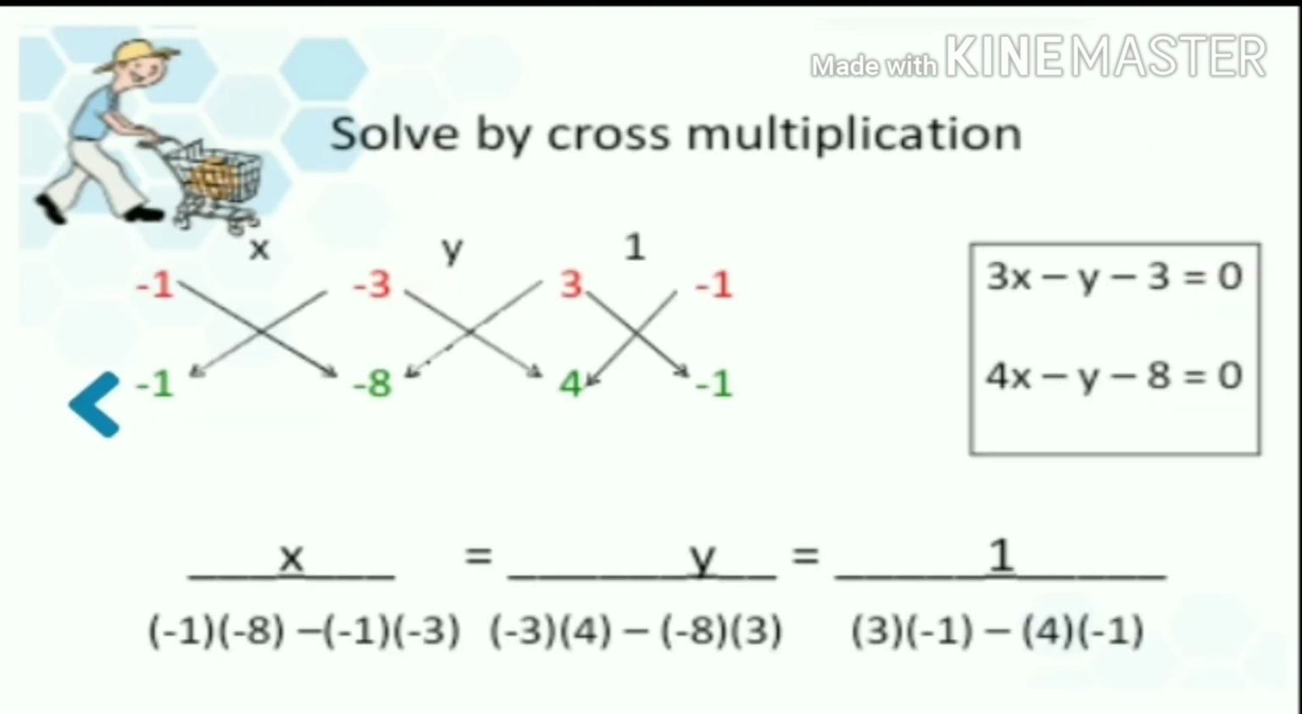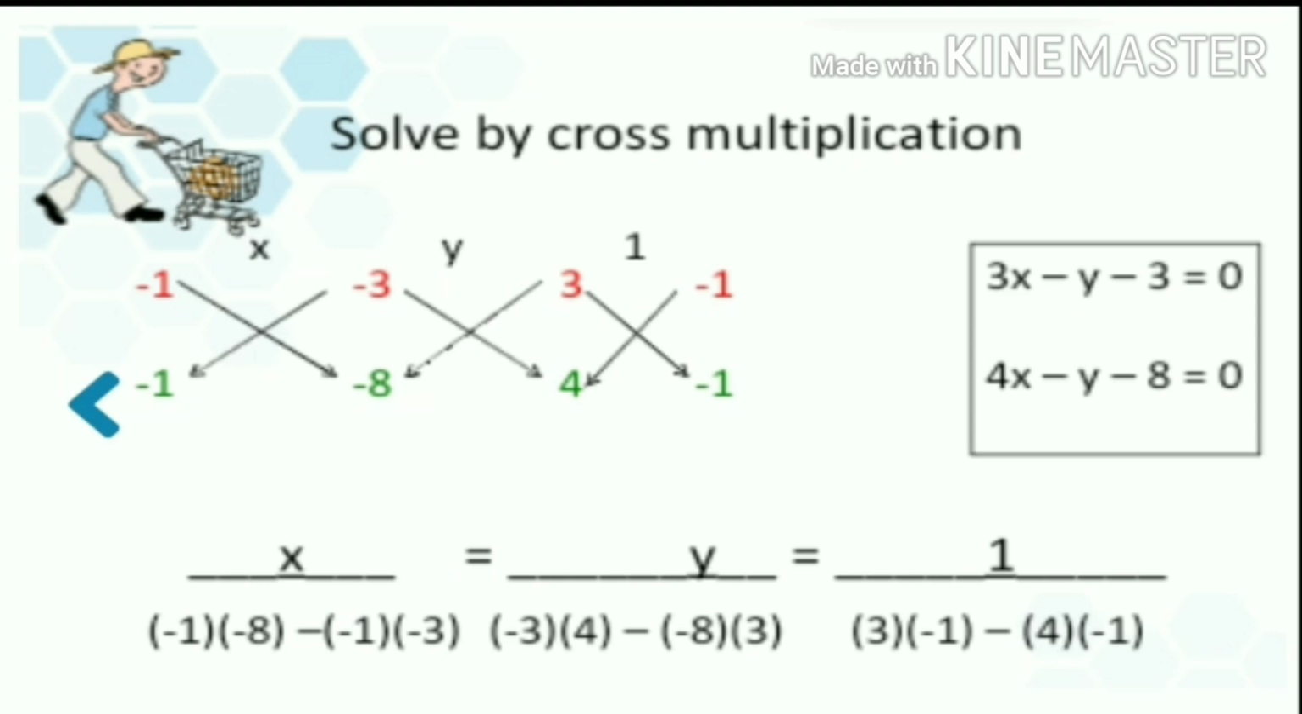What is the first equation? 3x minus y minus 3 is equal to 0, in the form of a1x plus b1y plus c1 is equal to 0. And the second equation, 4x minus y minus 8 is equal to 0, is also in the form of a2x plus b2y plus c2 is equal to 0. So what is the value of a1? That is 3. We need to write it in the notebook. a1 is equal to 3, a2 is equal to 4, b1 is equal to minus 1, b2 is equal to minus 1, c1 is equal to minus 3 and c2 is equal to minus 8.